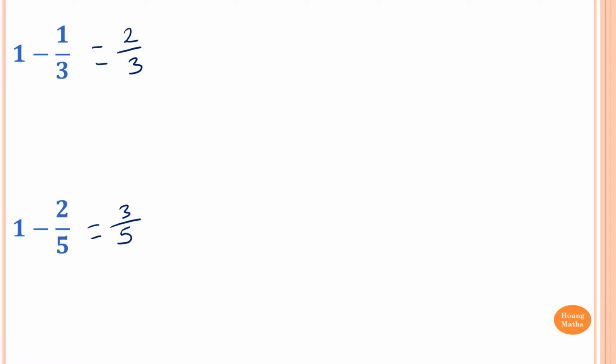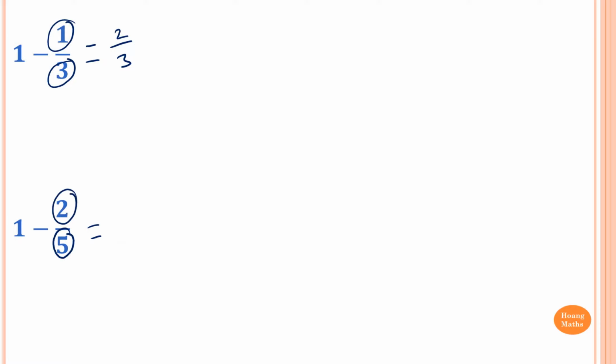So in other words, 1 minus 1/3, we just go 3 minus 1, which is 2. So 2/3 in shortcut. So 1 minus 2/5, all we need to do is just go 5 minus 2. So it's 3. So 3/5 left. As easy as that.